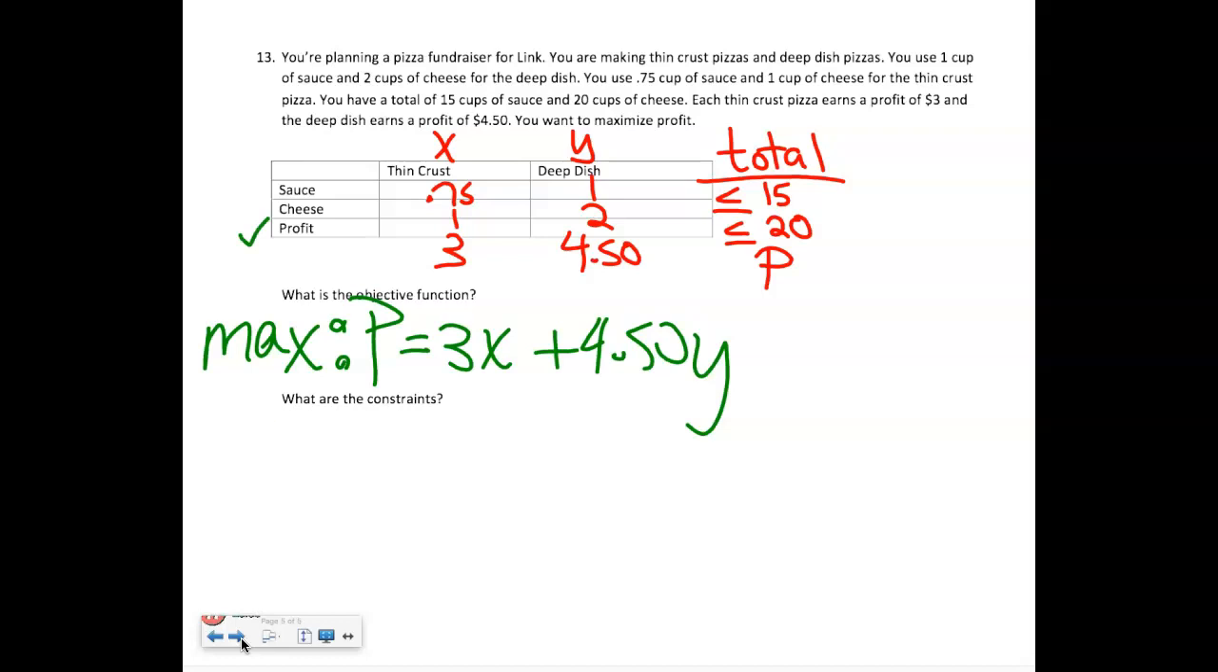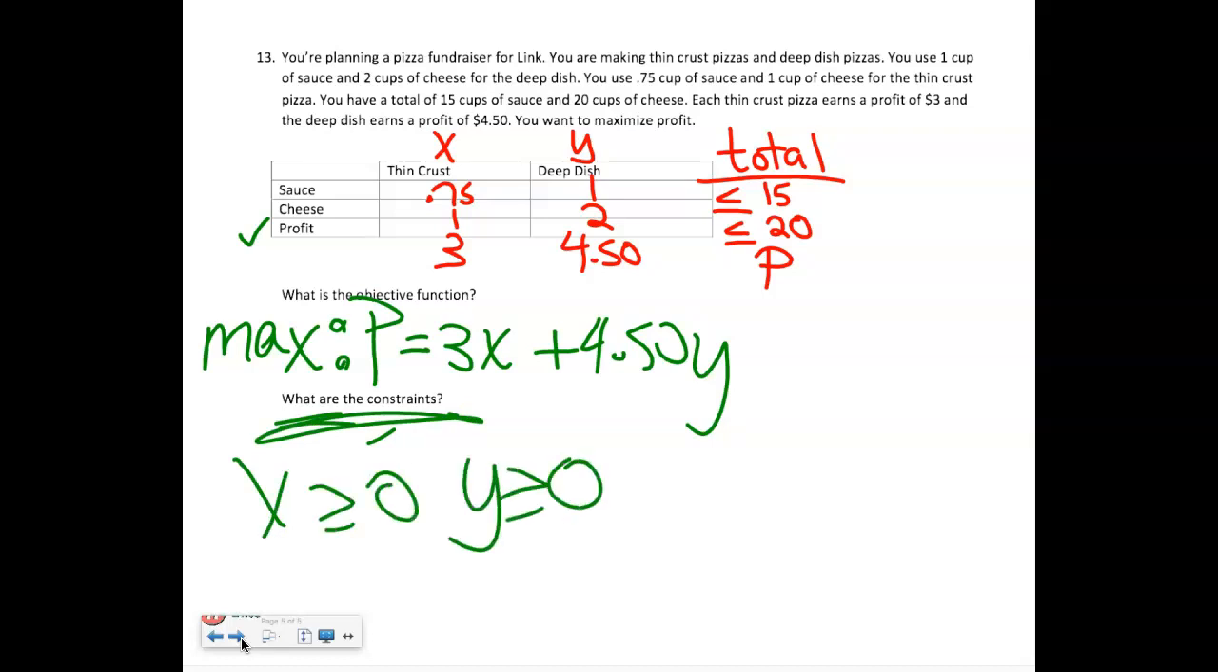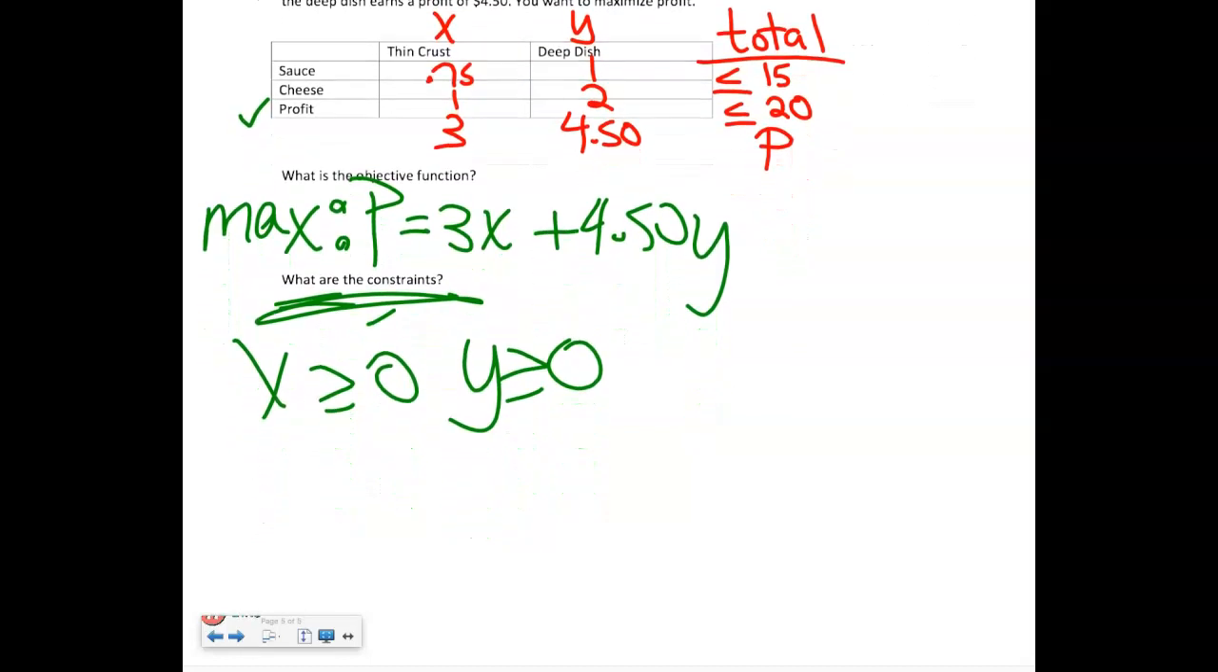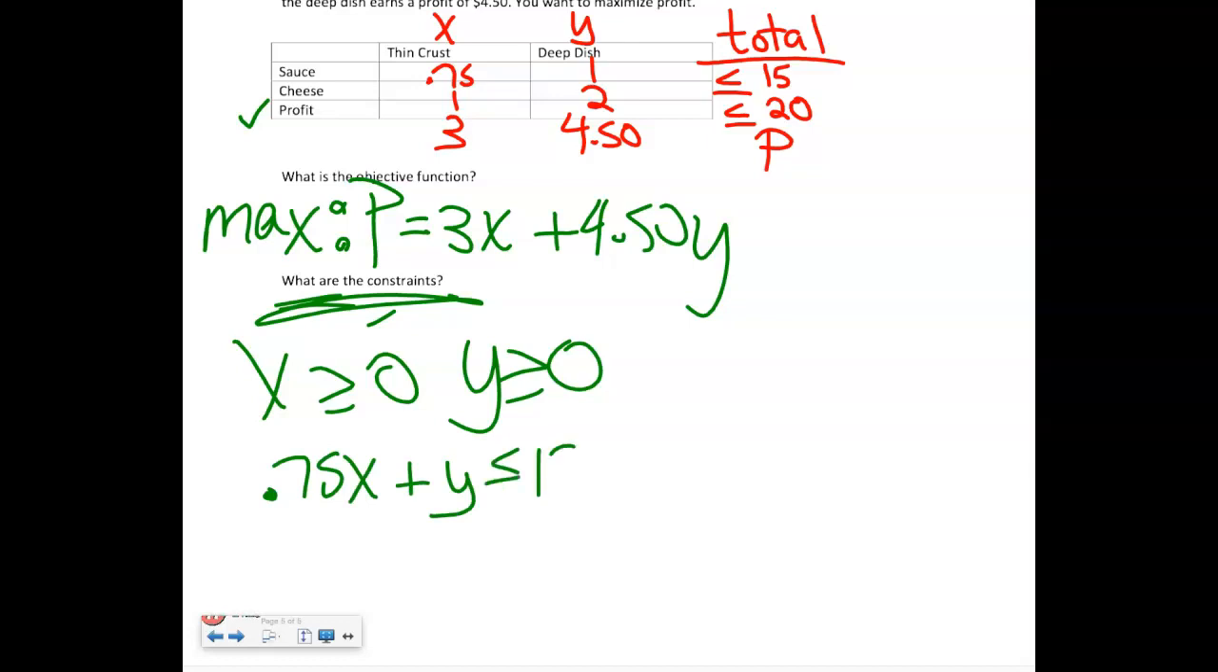Our constraints. Reminder, there are 2 hidden constraints that we have that everyone should always write to me. I'm going to say x is greater than or equal to 0, and y is greater than or equal to 0. Reminder, we need both of those. It ensures that we don't have negative pizza. All right, then I'm going to have an equation for our sauce, and I'm going to have an equation for my cheese. So I'm going to say 0.75x plus 1y is less than or equal to 15. And our cheese, I'm going to say 1x plus 2y is less than or equal to 20.